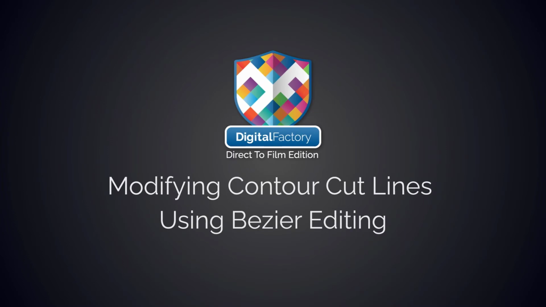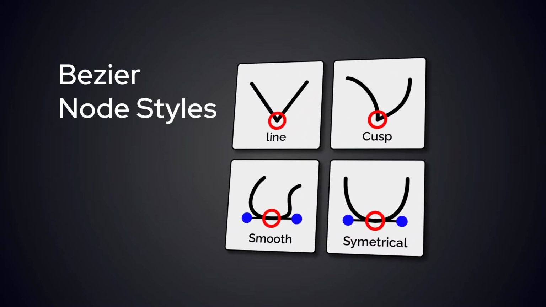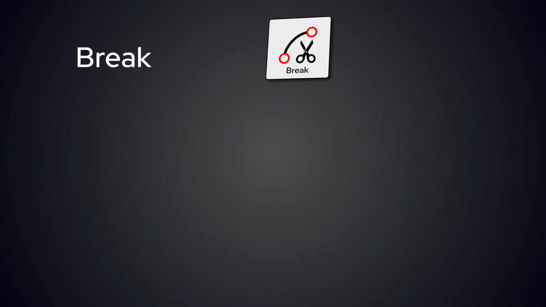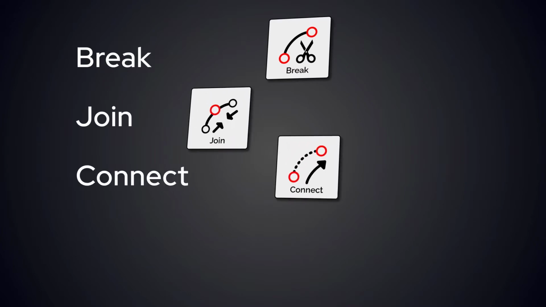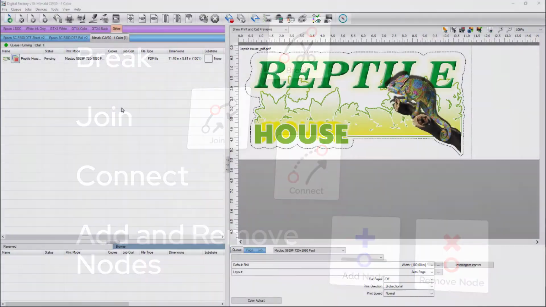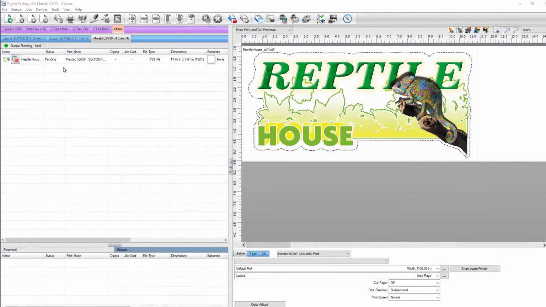Hey everyone! In this video, we'll show you how to edit the contour cut path using Bezier editing tools, found in the contour cutting feature. We'll demonstrate Bezier editing functions such as Bezier node styles, move lines, break, join, connect, adding and removing nodes, and node and segment edit.